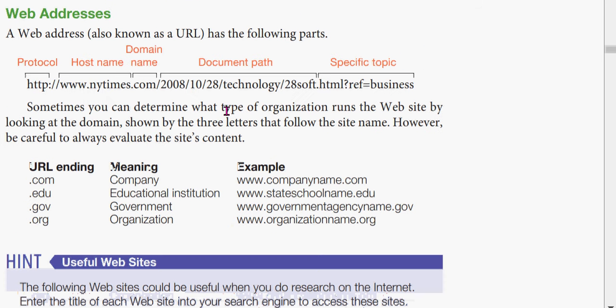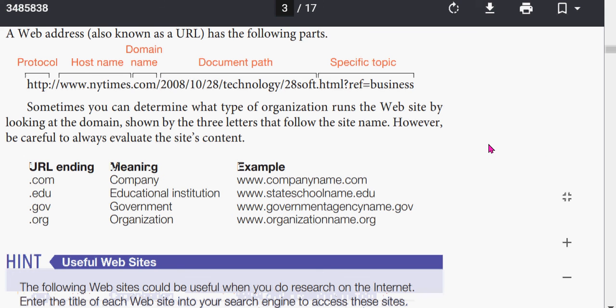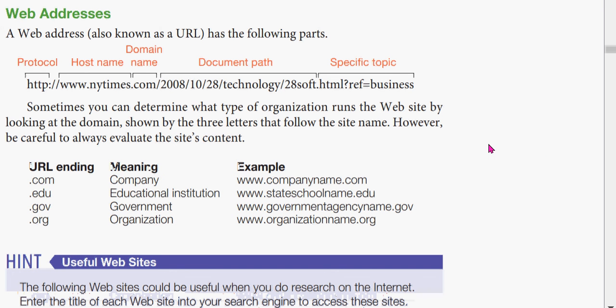On the internet, the address has a special meaning, special parts, and I'm most interested in the domain name over here. This is a .com. Now some people say .com is not reliable because maybe it's a business selling things, but actually this one is the New York Times. The New York Times is really considered probably the top newspaper in the United States.